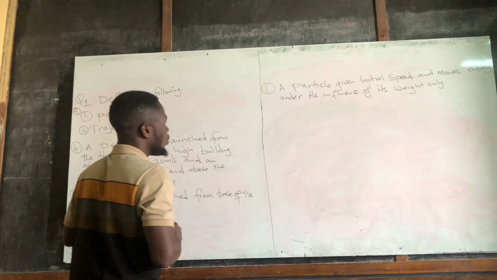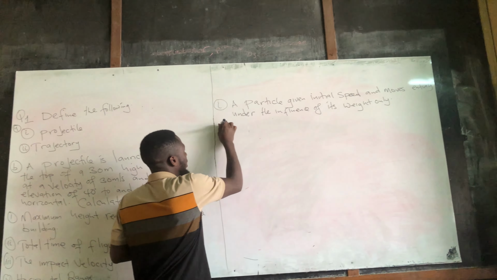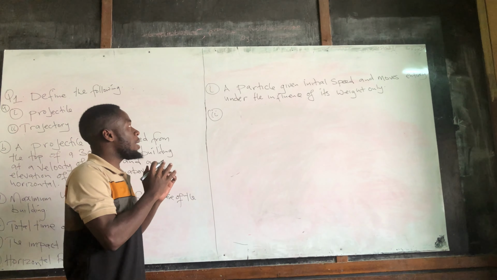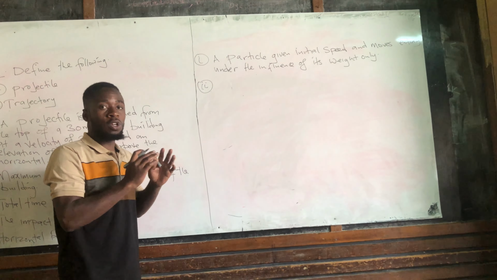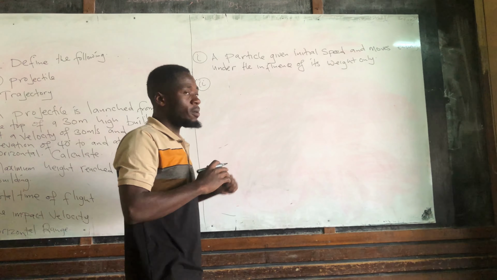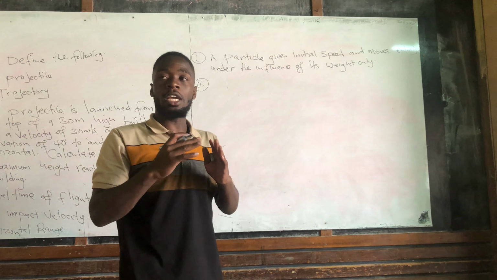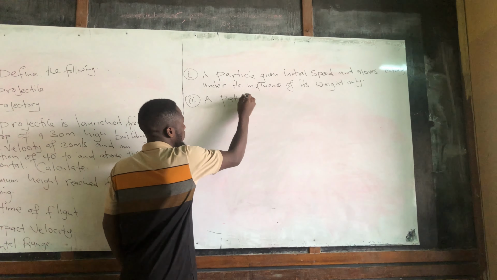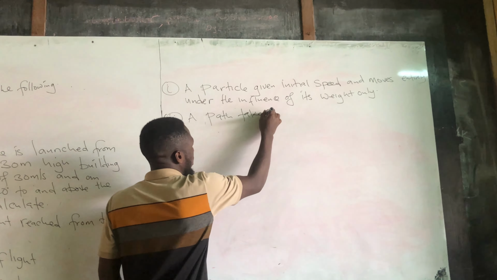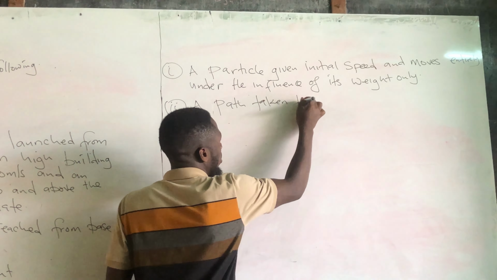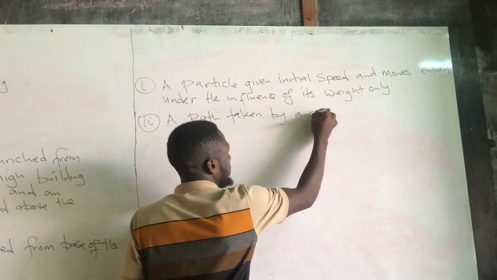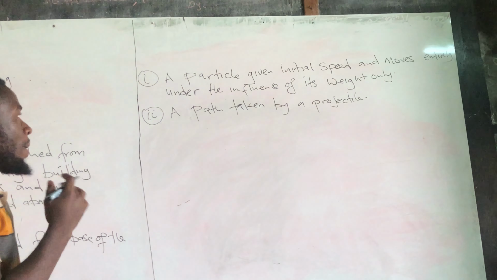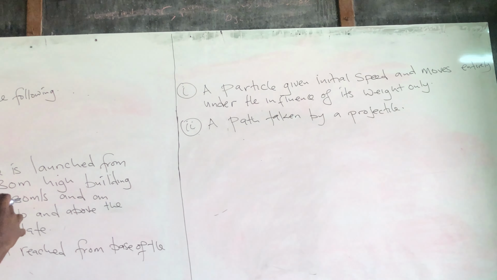So the second question is, what is a trajectory? A trajectory is just a path taken by a projectile. So a path taken by a projectile is what we call a trajectory.